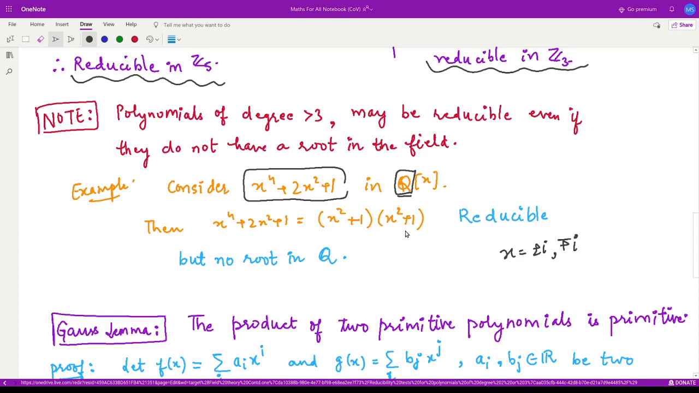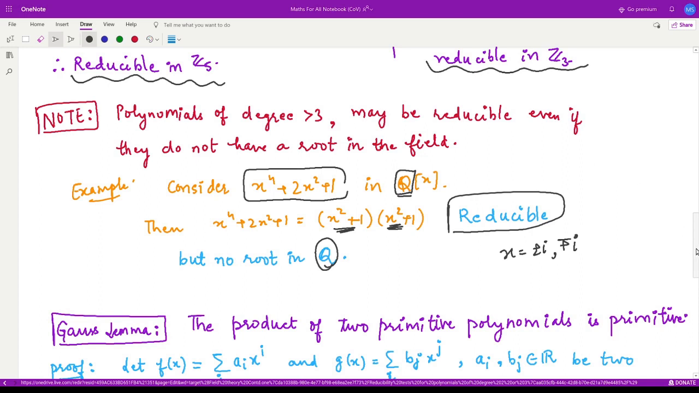So you clearly see that the roots are not present in the given field, the field of rationals, but it is clearly reducible because you can write your given polynomial as a product of two polynomials whose degrees are less than the degree of the given polynomial. So it is clearly a reducible polynomial. So this result is not valid for polynomials with degrees greater than 3, right? So I hope this is clear.